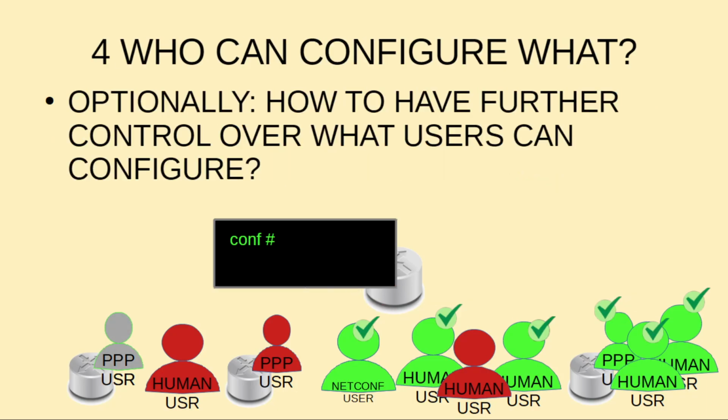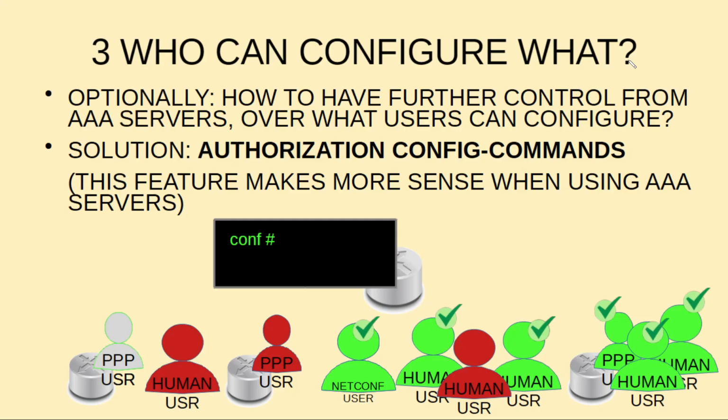In the same manner, in order to provide AAA servers with the ability to control who can configure what, we are going to use the feature authorization config-commands. In order to use this feature, we must have previously configured authorization commands. Remember that this feature makes more sense when using AAA servers, because if we are not using AAA servers, we are set with privilege levels, RBAC views, and the authorization exec feature.